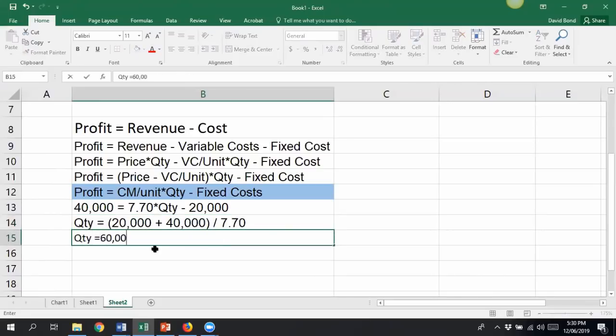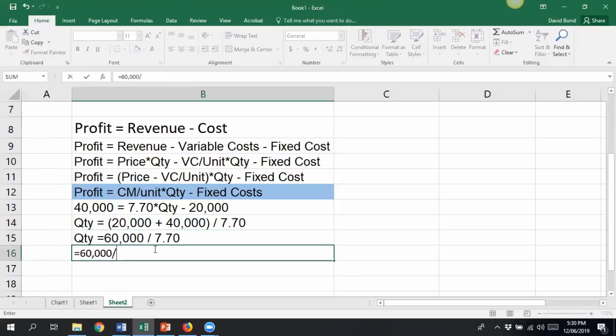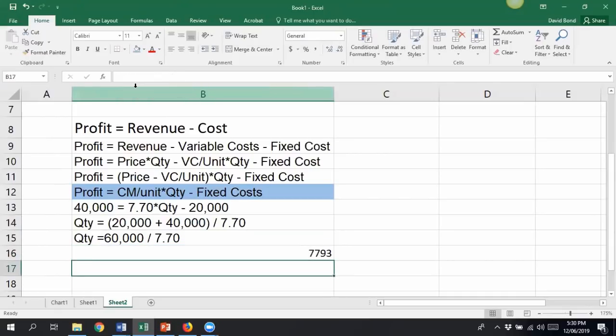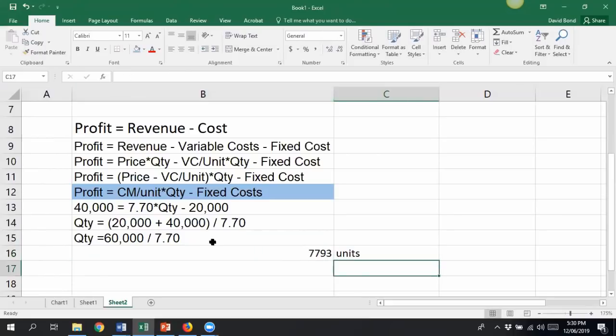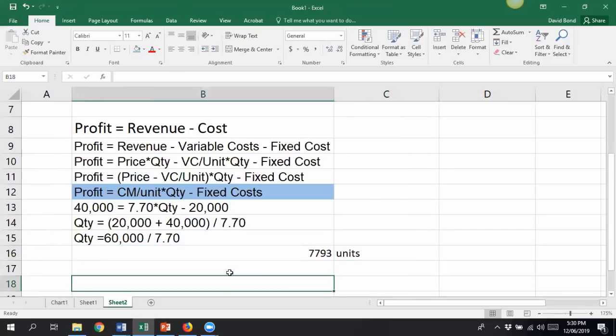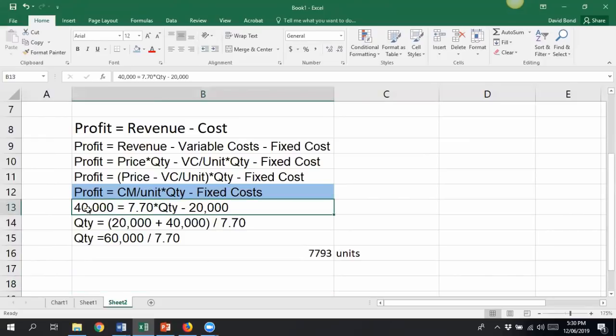Quantity equals 60,000 divided by 7.7, round up. I don't know if it was a units or not units question, but you'd end up with 7,793 units. So all you have to do to find a profit instead of break even is just to swap out 0 and put in whatever the profit happens to be. So that's when you're dealing with pre-tax profit.